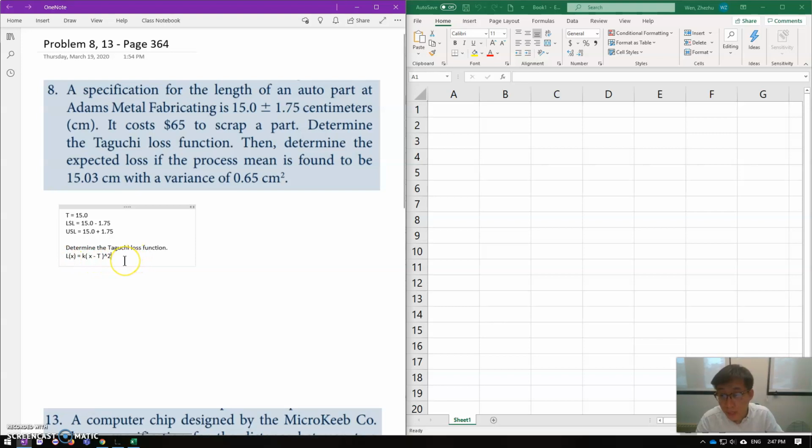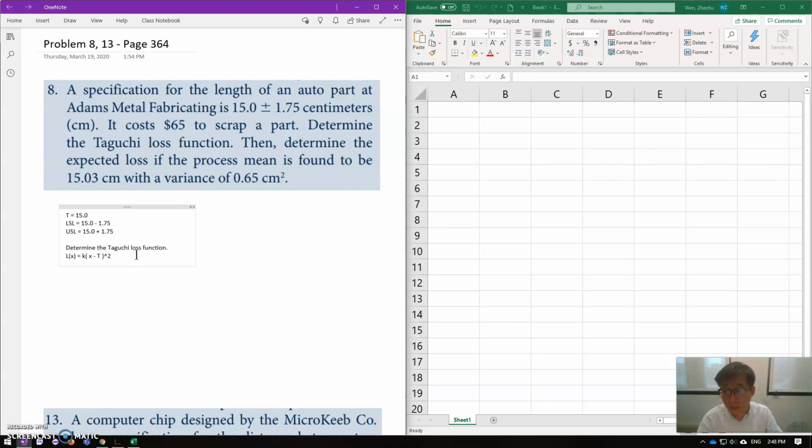So in this case, the question is asking to determine the loss function. And usually x and t are known, but we don't know what the k is. So when it says determine the Taguchi loss function, it really means to calculate the value of k. Because once k is known, whatever quality dimension you have, we can calculate its expected loss.